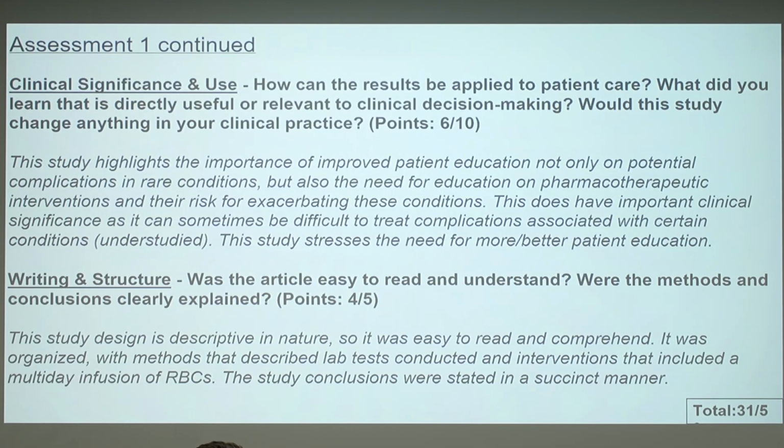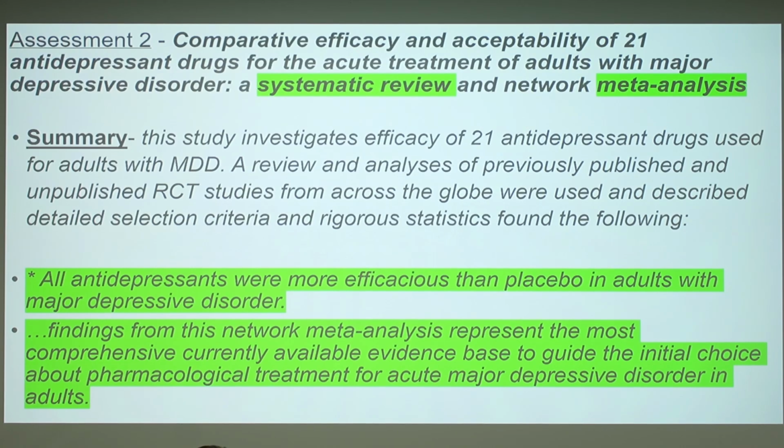All right. The next article is "Comparative efficacy and acceptability of 21 antidepressant drugs for acute treatment of adults with major depressive disorder: a systematic review and network meta-analysis." So again, already the study design is in the title, which is good. And again, don't write a summary. I provided this because you guys didn't read it.